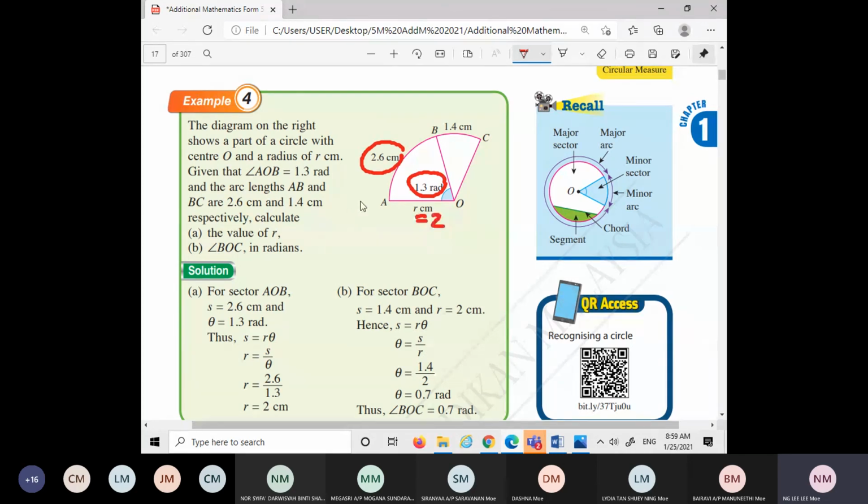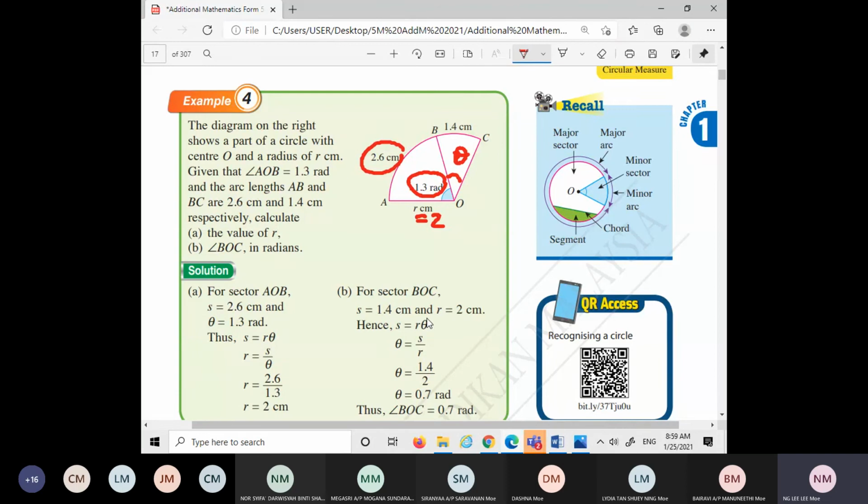Part B. Find the angle BOC in radian. They want this angle as your theta. Because for part A, I know the radius is 2 already, so I'm able to continue. If you get a wrong answer in part A, then your B also will be wrong. Same formula I'm going to use, S = r theta.